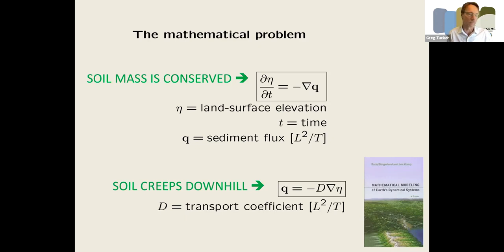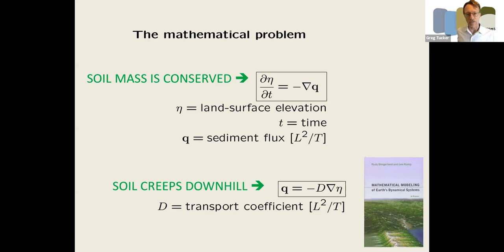Now, let me pause here and point out that some of you may be very familiar with this math or this style of math. For others, it may be new. If it's new to you and you want to learn more, one of my favorite references is a book called Mathematical Modeling of Earth's Dynamical Systems by Slingerland and Kump. I think it's out of print now, but you can still get copies on various mail order sites.